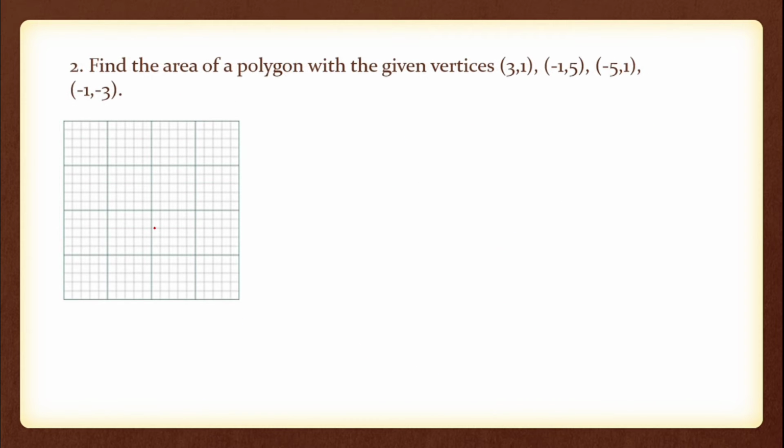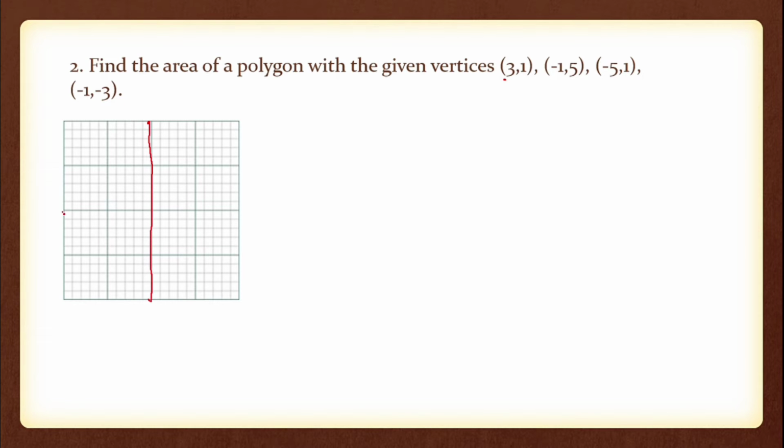So let's have number 2. Same process: we have to go back to the first point. So even though this is the area of a polygon, which is a four-sided figure, we could still have the same answer no matter what point you started.